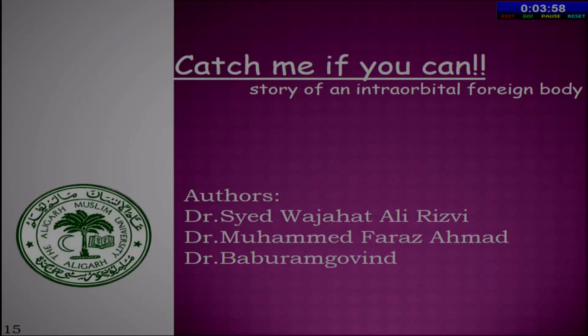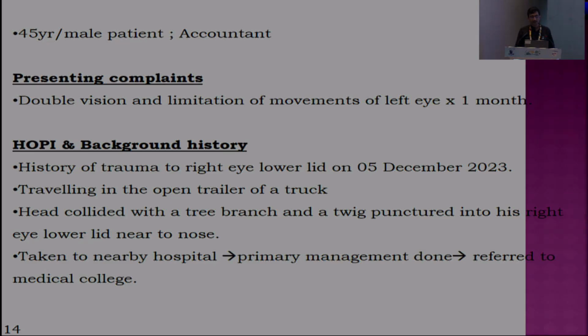Good morning to all. Today I am going to present a clinical case, a story of an intraorbital foreign body. This is a case of a 45-year-old male patient who works as an accountant, presented with complaints of double vision and limitation of movements of the left eye for a duration of 1 month. Coming to the history of trauma to the right eye lower lid on 5th of December 2023, while he was traveling in an open trailer of a truck, his head collided with a tree branch and a twig punctured into his right eye lower lid near the nose.